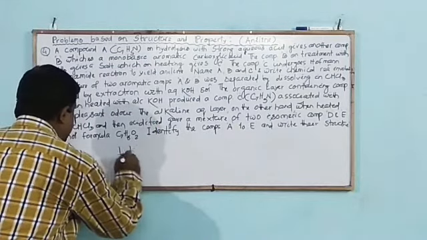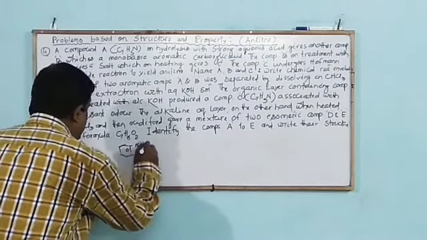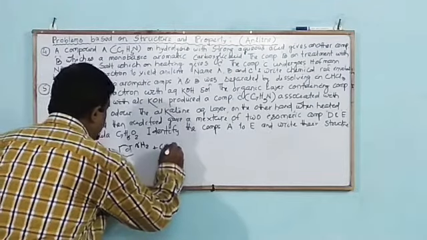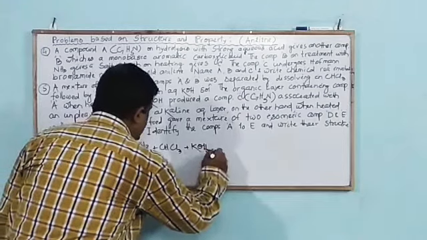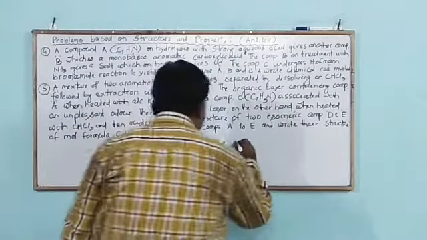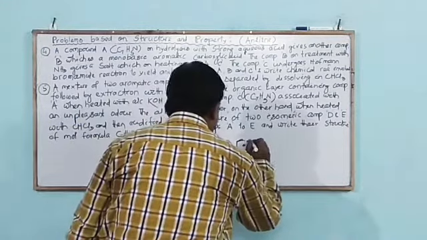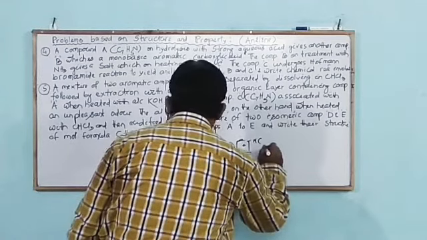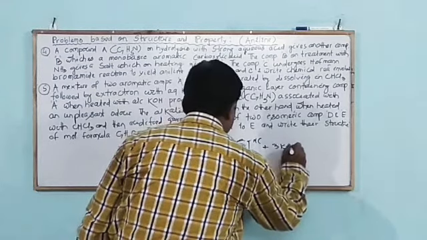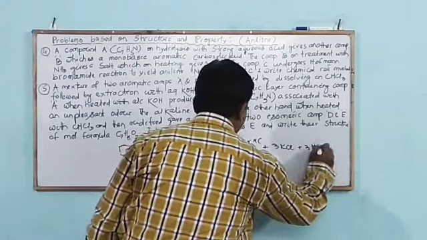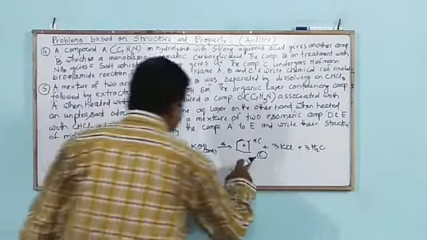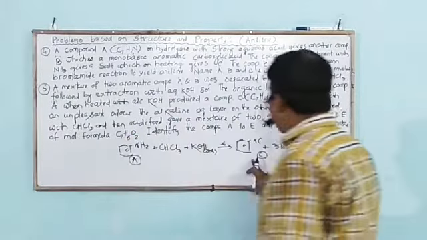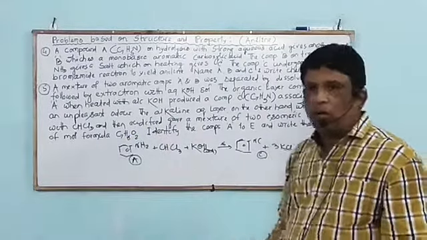That is aniline, C6H5NH2, when heated with chloroform and in presence of alcoholic potash. What is formed? Phenyl isocyanide, C6H5NC, plus 3 KCl plus 3 H2O. It is C. It is known as phenyl isocyanide, a very unpleasant smelling compound.